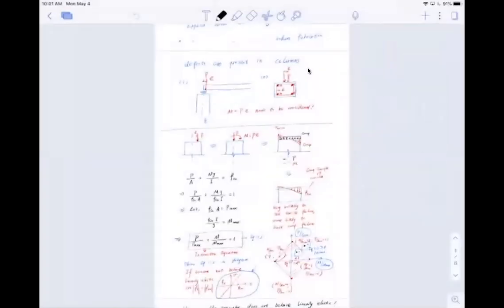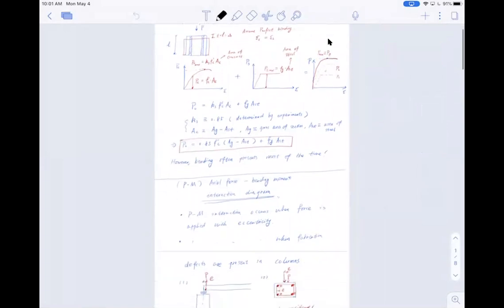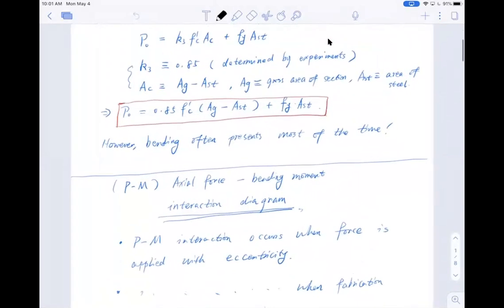As shown here in this figure, let me share my screen. Okay, so here we go. First of all, we talk about the compression of the columns. That's not hard at all. If it's just pure compression, we simply take the compressive strain to be equal for both the concrete and steel, and proceed with the calculation. That's 0.85 f'c times (Ag, the gross area, minus the reinforcement) plus the yield strength Fy multiplied by the reinforcement Ast.